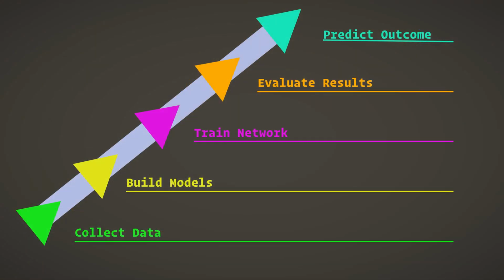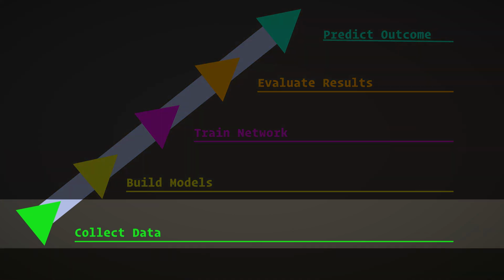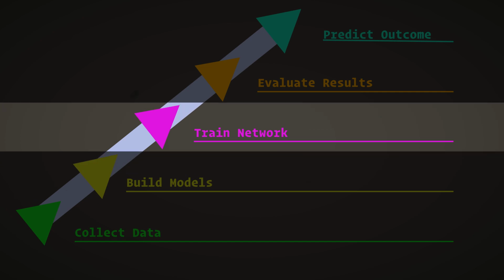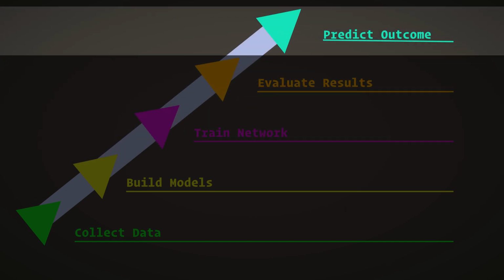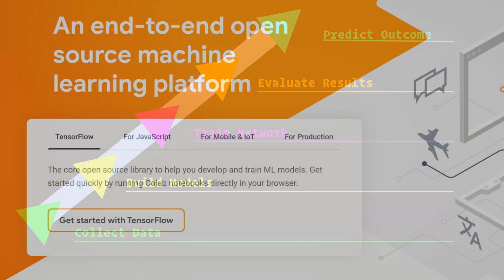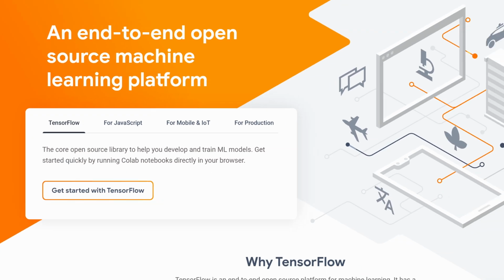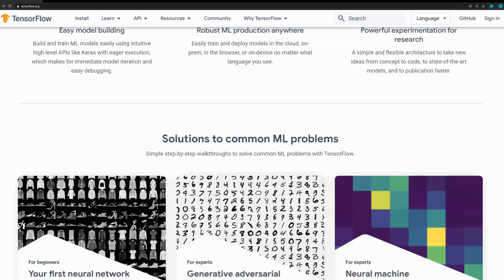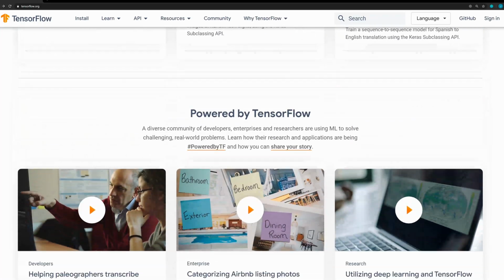Here's how it works. Most machine learning frameworks will follow the same basic steps. Collect data, build models, train the network, evaluate the results, and predict the outcome. There are other machine learning frameworks out there, but the thing that I like the best about TensorFlow is that it's open source and has great community support.